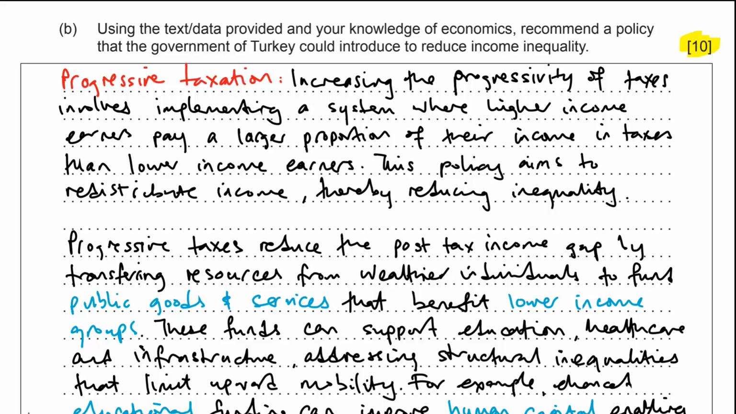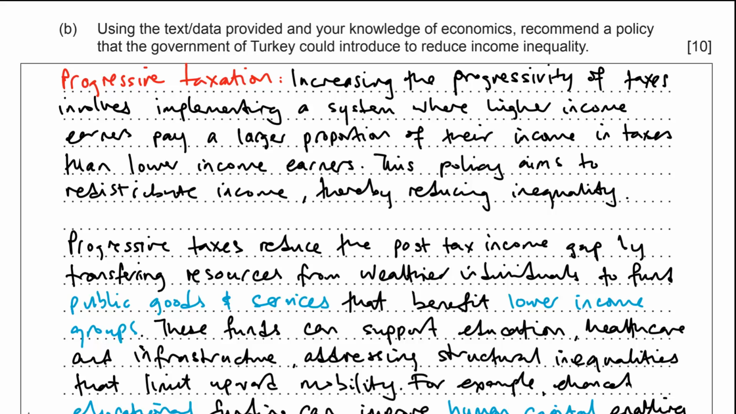But the good news is we don't have to think about a dozen different things. We only have to think about one thing and explain the thinking behind that. Now you can go in any number of ways. There's a whole bunch of policies that you could potentially go with. For example, you could say education is an important way to reduce income inequality. There's a whole bunch of directions that you can go in.